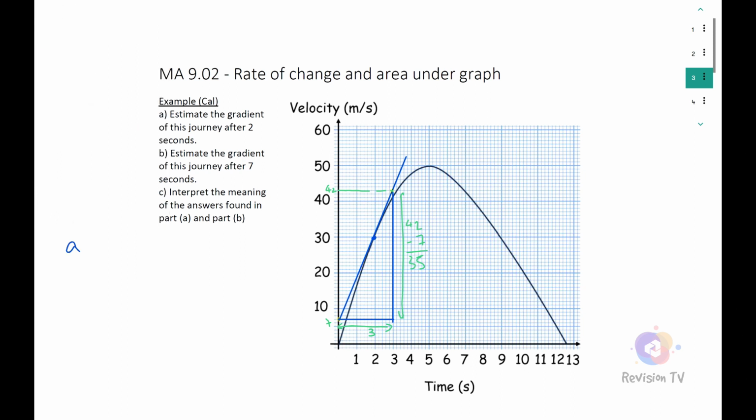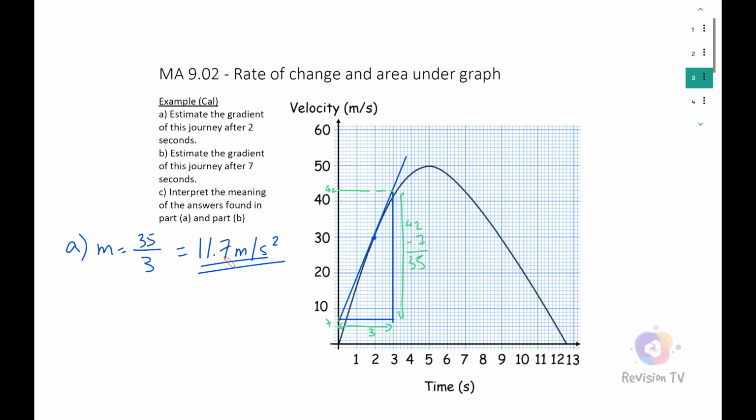So question A. The gradient would be 35, difference in y over difference in x, which I've got around 11.7 meters per second squared. Okay, so if you draw a gradient in a similar fashion, in a similar way, you should get a similar answer.